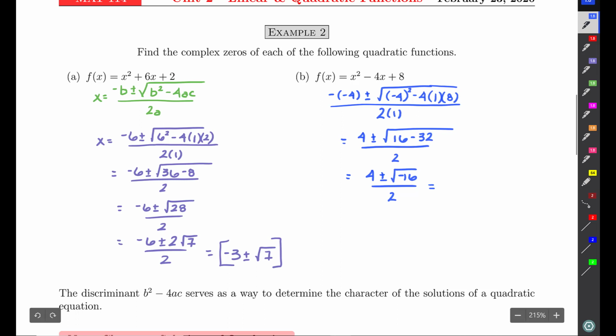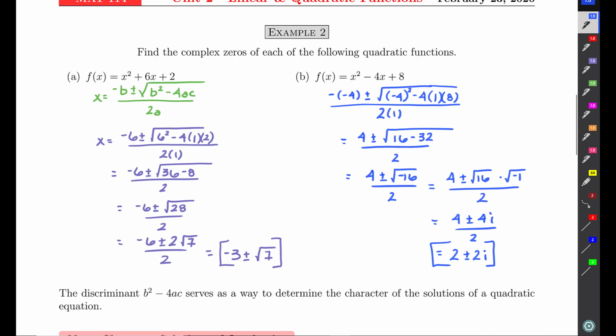And similarly to what we did in example 1, we can rewrite the square root of negative 16 as the square root of 16 times the square root of negative 1. I'm not saying that you have to write that step out every time. If you're comfortable enough going ahead and taking the square root of 16 and throwing an i on the end of it, that's fine too. So we end up with 4 plus or minus 4i over 2, which does reduce to 2 plus or minus 2i. So the zeros for part B are going to be 2 plus or minus 2i.